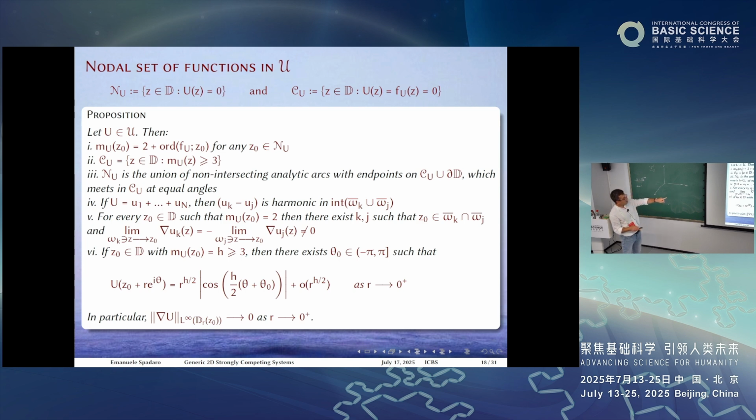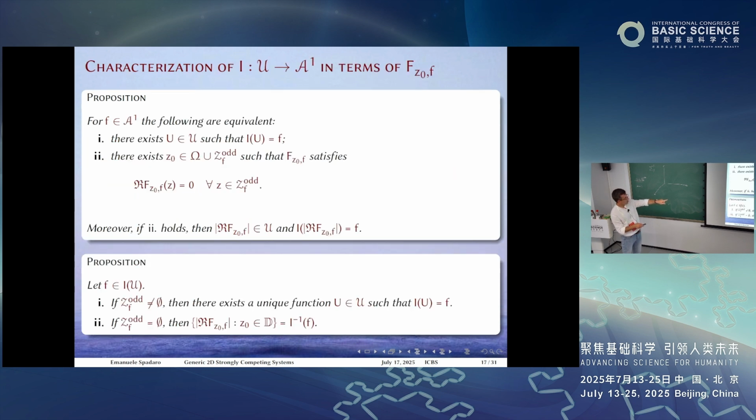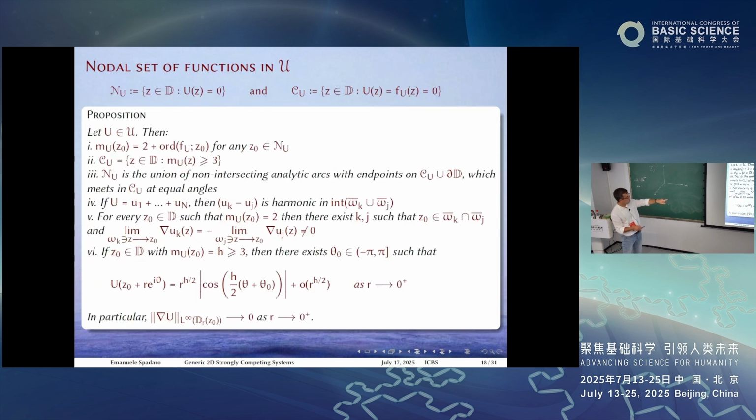Now, when you look at the difference between two of these functions, you remember by the characterization, this was locally the real part of a holomorphic function. So the difference of two values like this is the real part of a holomorphic function without the modulus. So it's harmonic. This explains why on the common free boundary you have a sort of transmission condition.